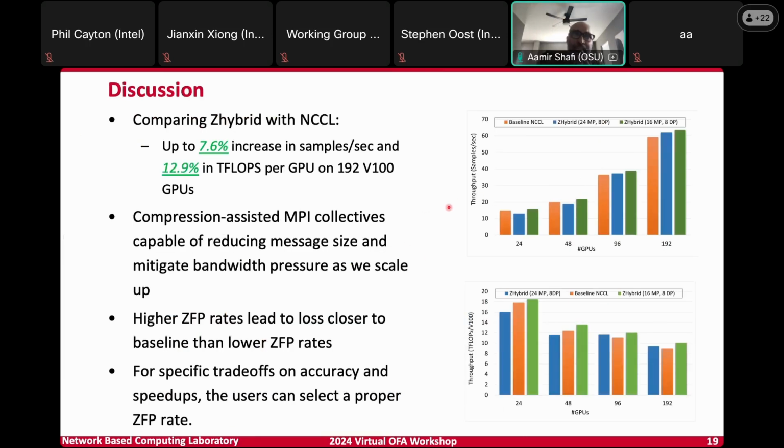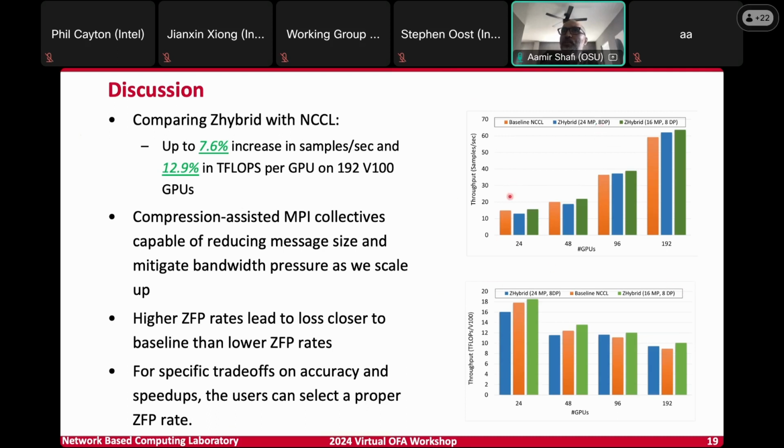Right. And in this case, we are comparing the performance with baseline NCCL, right? So the two approaches that we are comparing here are Z hybrid and Z using 24-bit model parallelism and 8-bit data parallelism, right? So going from 32 bits to 24 bits for model parallelism is less aggressive, and going from 32-bit to 8-bit for data parallelism, where we know that gradients are being communicated, we can go a little more aggressive.